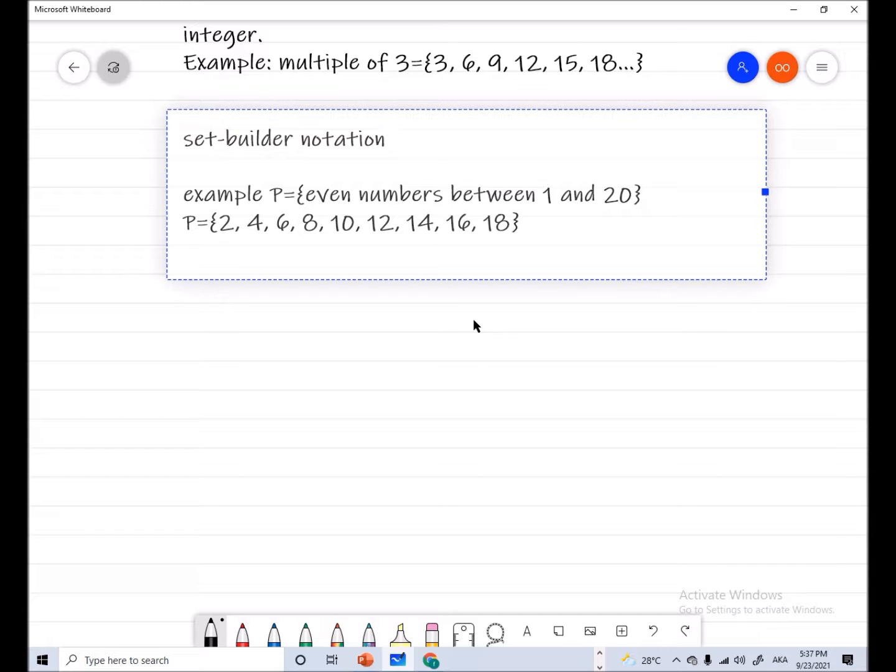It's very easy. So maybe in your exams they ask you to list the members of P, which is the even numbers between 1 and 20. Then we list any even number between 1 and 20.